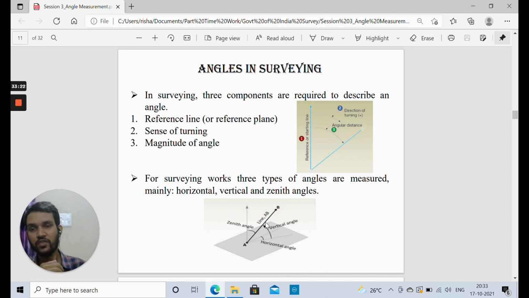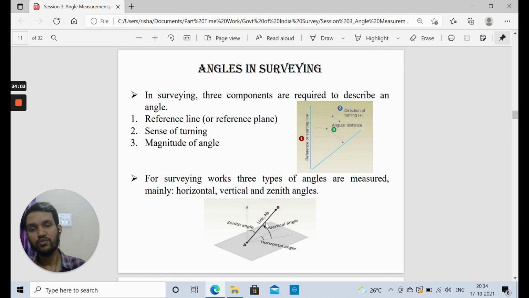Suppose you don't know the sense of turning. The reference line is given, suppose it is the northern axis, and from the northern plane you need to take an angle of 60 degrees, the magnitude is also given as 60 degrees. You can't report the direction unless it is told whether the 60 degrees should be taken in the clockwise or anti-clockwise direction. Or if the magnitude of the angle is not known but the sense of turning and reference line are known, then how will you measure the direction of a line? And if the reference plane is not given, then obviously it is not possible to start, because from where will you start taking that clockwise direction and that particular angle? So all these 3 things should be known to us.